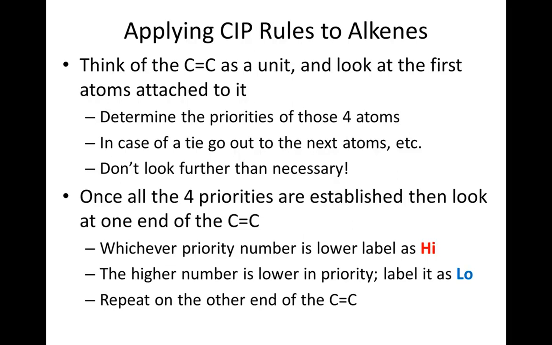And once you have all those priorities established, then you look at each carbon separately. So first you treat it as a unit, then you treat them separately. And so on each carbon you determine the higher priority number, and we'll call the lowest number the highest priority. We'll label that as high, and if you get a larger number, then that's lower in priority. We'll label it as low, and we'll go to the other end and we'll do the same thing.